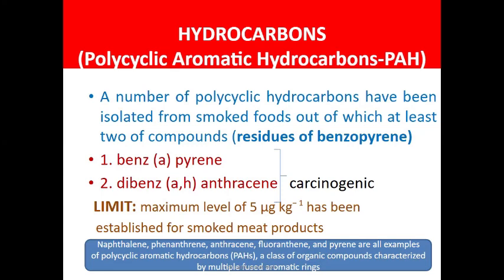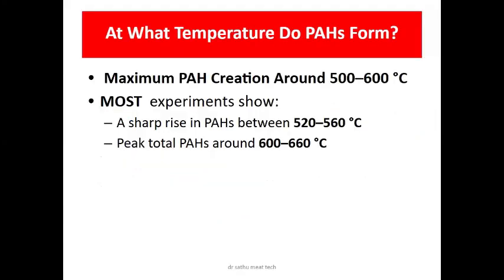Two things which can cause cancer are the polycyclic aromatic hydrocarbons benzo[a]pyrene and dibenz[a,h]anthracene. As the temperature increases, the number of rings formed may be 3 or 4. So it starts from 2, 3, 4. As per the regulations, the limit that is allowed is 5 microgram per kg. So the maximum level of polycyclic aromatic hydrocarbons allowed in smoked meat products is 5 microgram per kg.